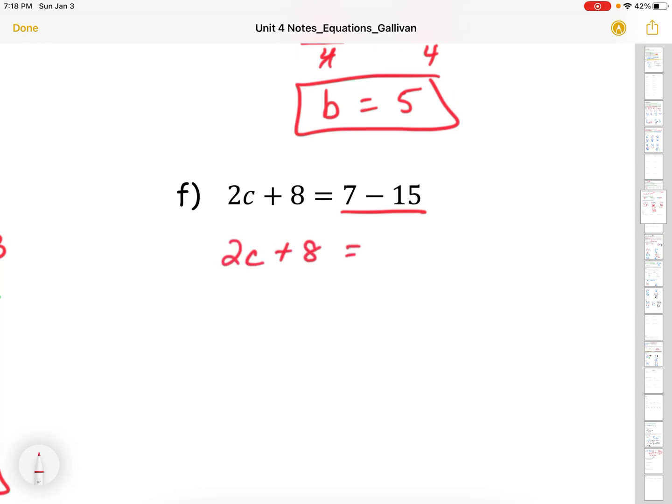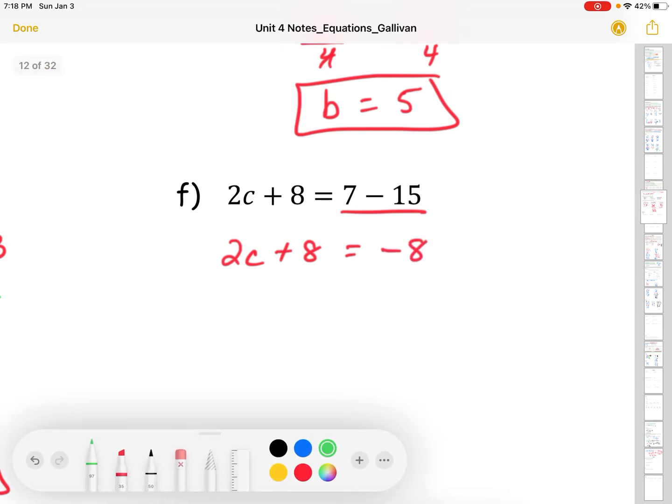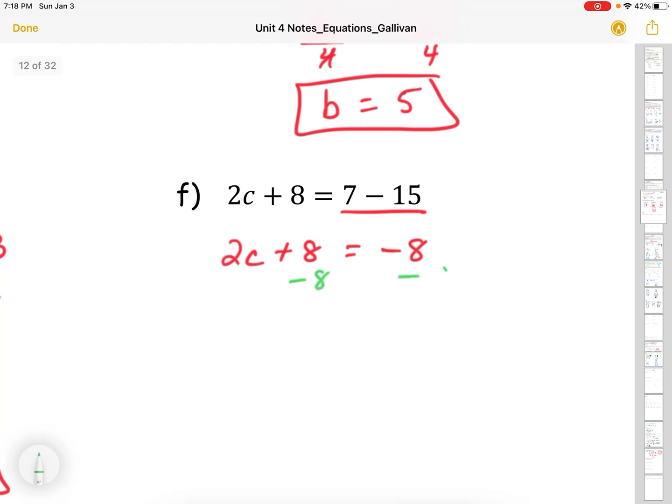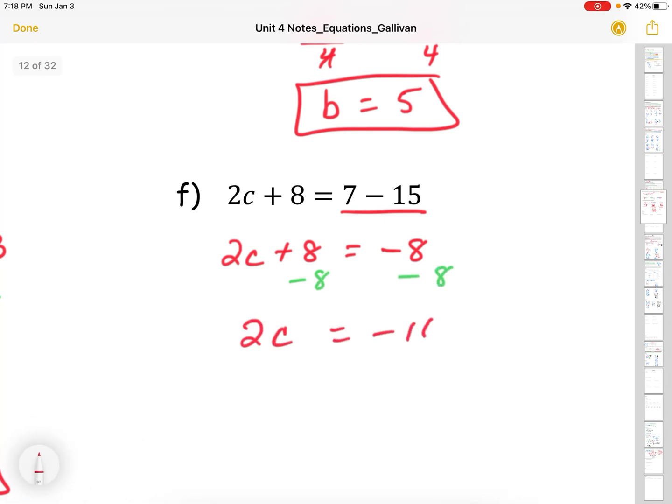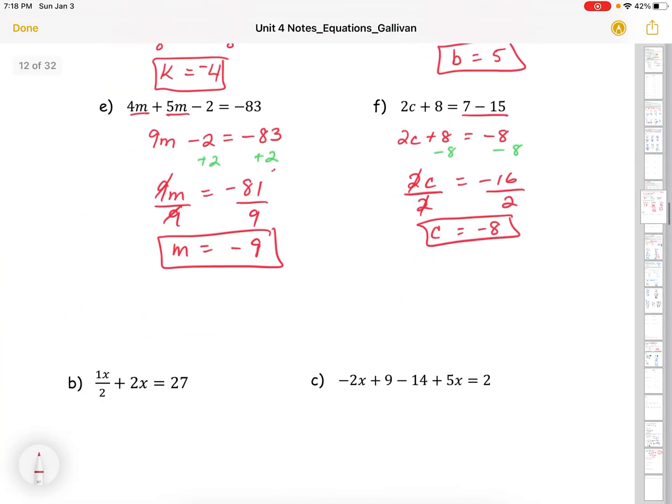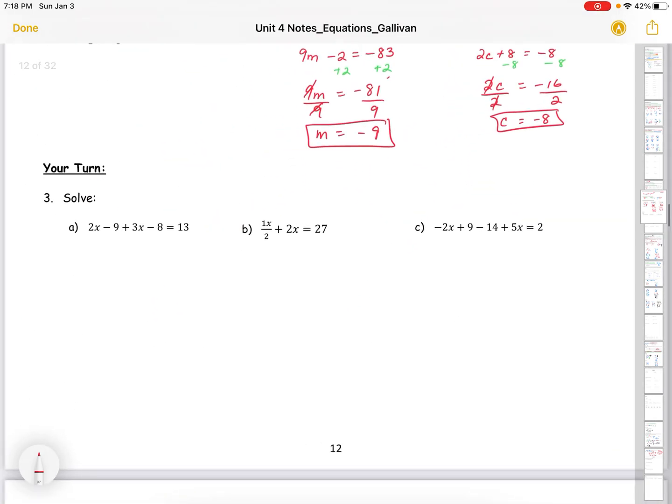Here, I just have to combine the like terms on this side. This stays the same. 7 minus 15 is negative 8. And then I want to move the positive 8 over, so I'm going to subtract 8 from both sides. So I'll get 2c is equal to negative 16. Divide both sides by 2. Cancels out here. So c equals negative 8.